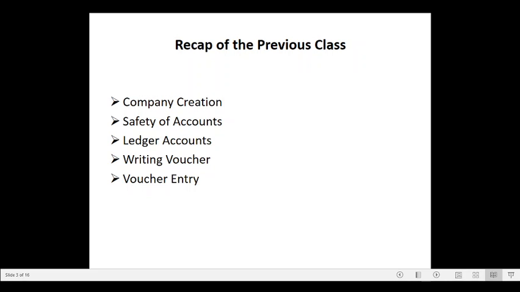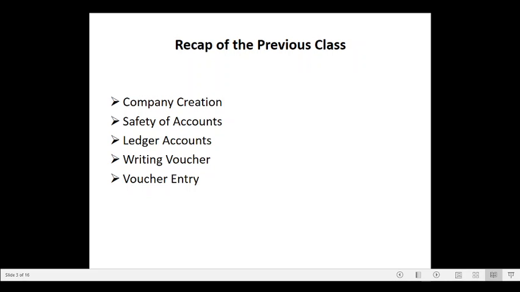Now let's recap the content of the previous session where we learned about creation of a new company. There are two steps involved in creation of a company, either to double click on create company after login to Tally or through gateway of Tally selecting company information we can create a company.